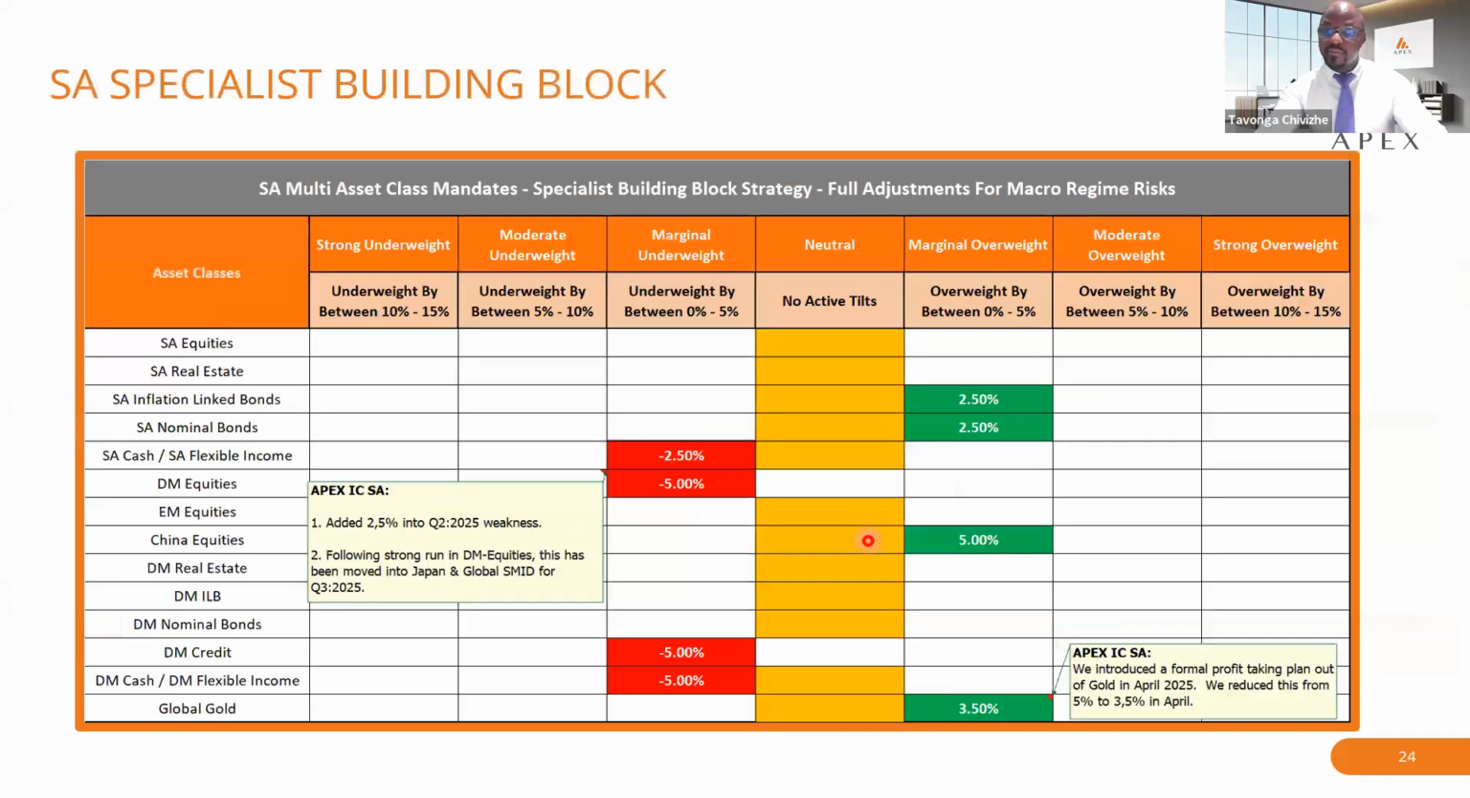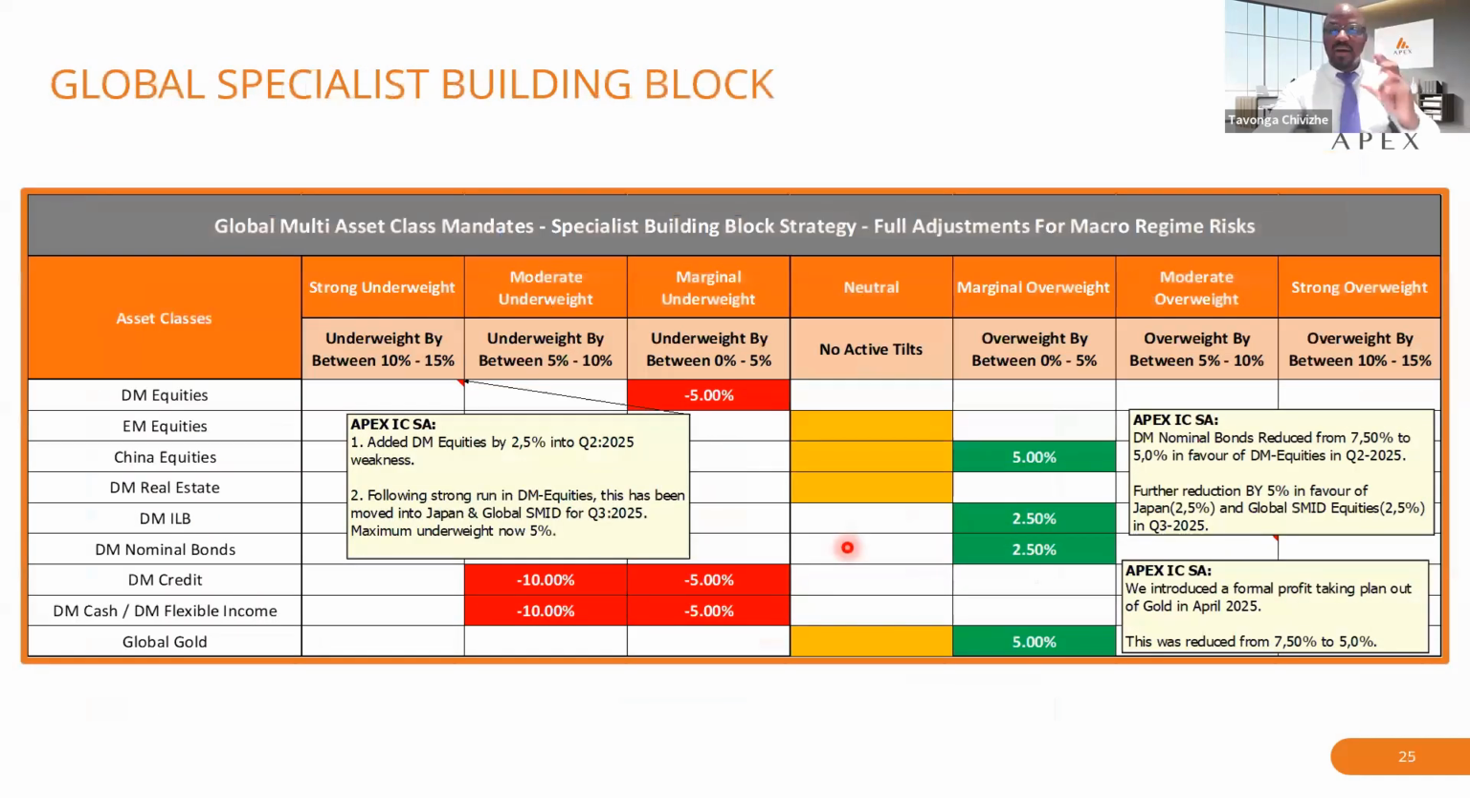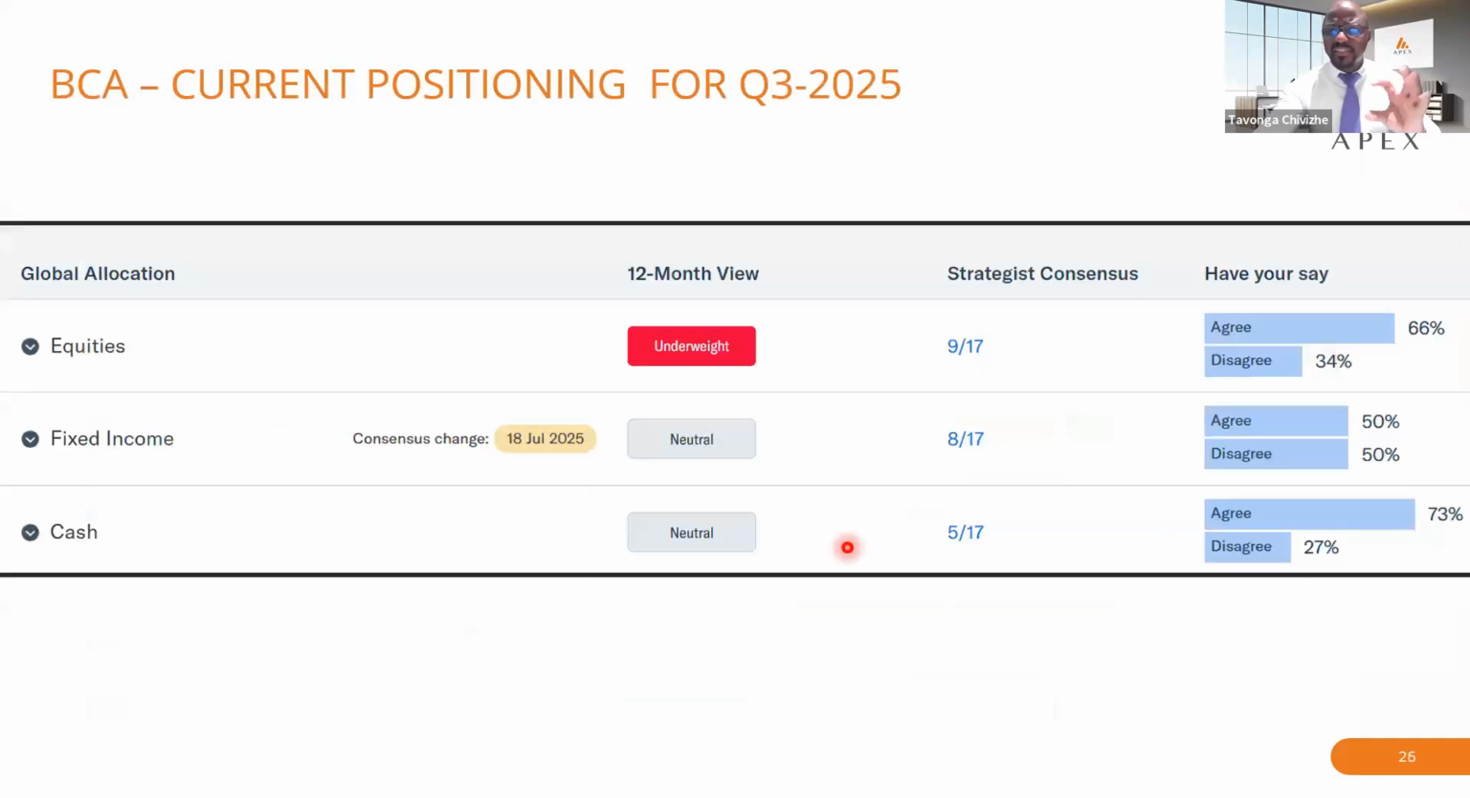It also pretty much explains why we are now neutral when you look at DM nominal bonds for South African mandates, but obviously not like that for global mandates where the number of ideas is not that many. Cash, the BCA is neutral. It's a poor consensus if you look at it, 5/17. That means that they really want to do other things but neutral. But it looks like asset allocators like ourselves who are subscribed to BCA love this call. I mean, it's one of the highest majority calls.